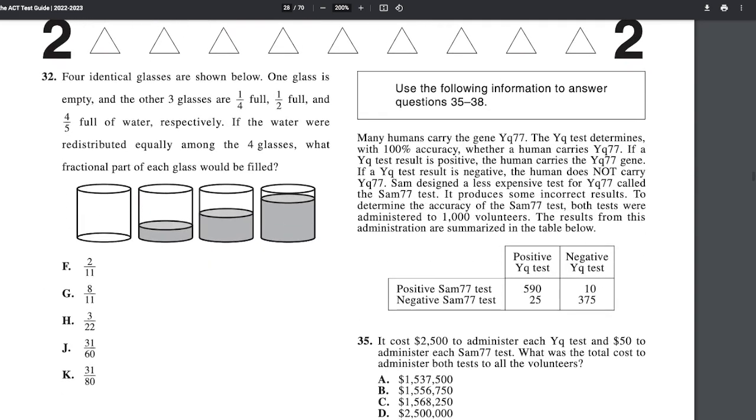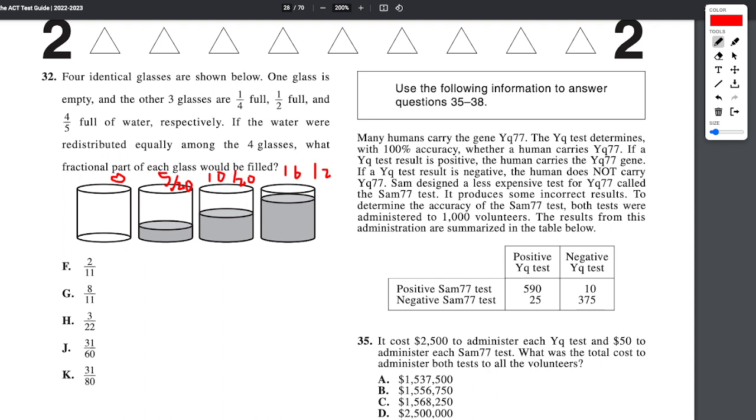Alright. 32. You don't need to be a chemist for this problem. 4 identical glasses are shown below. One glass is empty, the other 3 glasses are 1/4 full, 1/2 full, and 4/5 full. If the water in the glasses were distributed equally, what fractional part would be filled? So let's find a common denominator. Common denominator is what, 20? Looks like it. So 1/4 would be 5 out of 20. 1/2 would be 10 out of 20. And 4/5 would be multiplied by 4, so 16 out of 20.